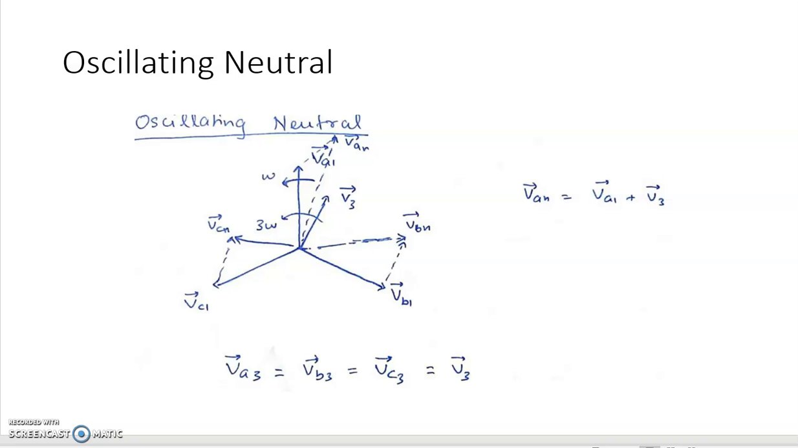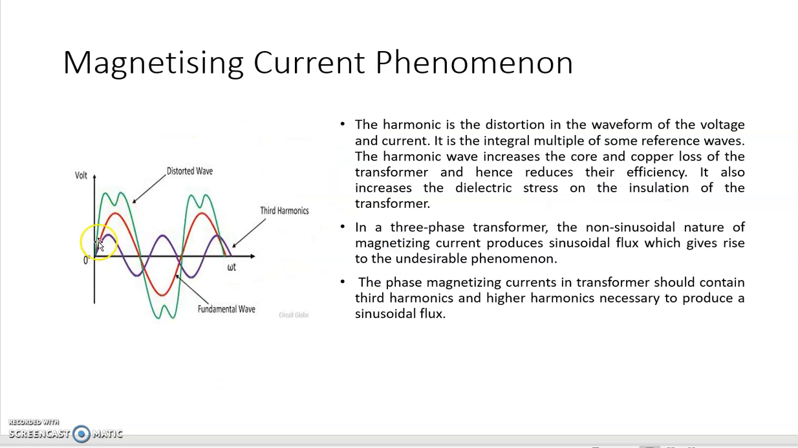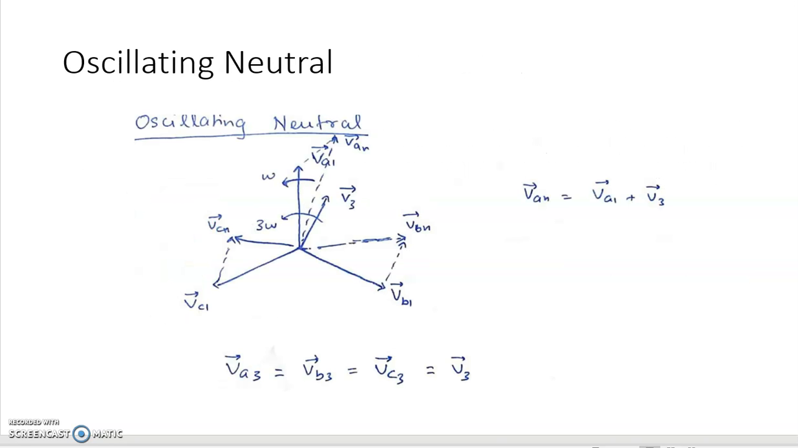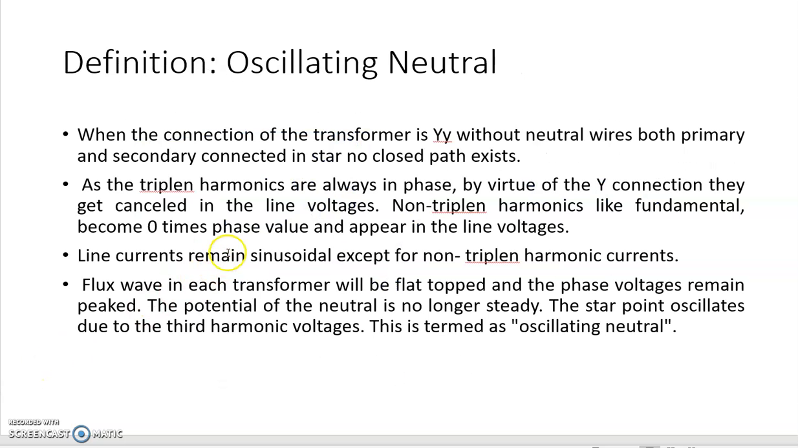Try to understand what I am trying to say with respect to the waveforms. Non-triplet harmonics, like the fundamental, become zero time phase value and appear in the line voltages. Line current remains sinusoidal. I'll go back to this diagram. You can see these triplet harmonics and the sinusoidal wave. Draw this diagram in your notebook and then try to understand what I am saying with respect to oscillating.